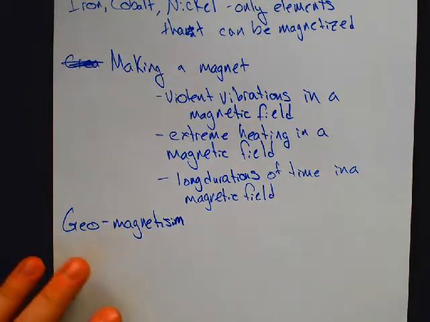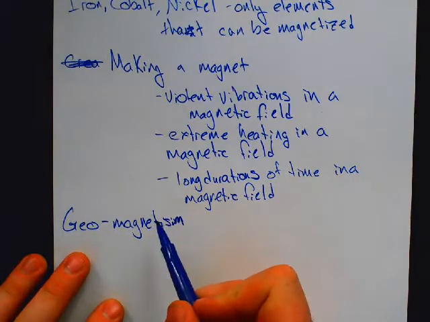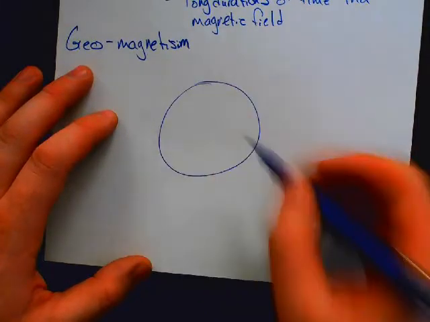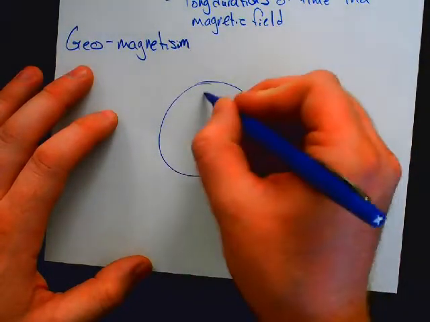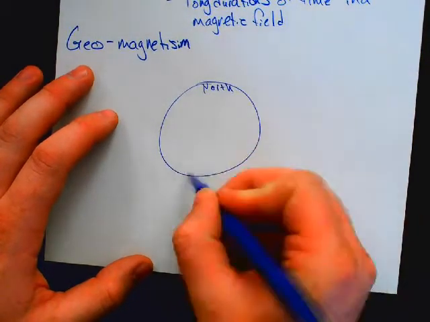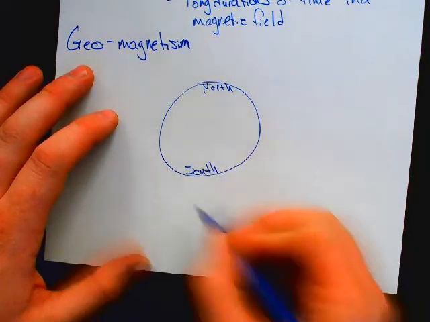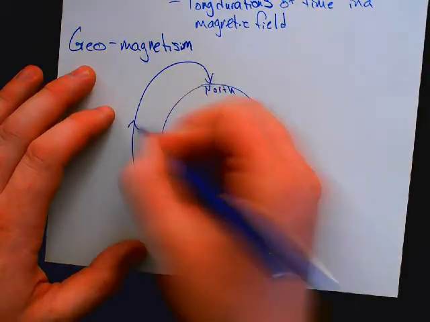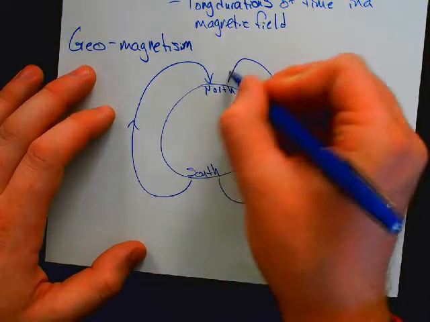All right. Questions on that? Good, then I'm coming back to geomagnetism. When we draw out the Earth, we've got the North up here, the South down here, and we've got magnetic field lines that flow from one spot to the next, out of the South and into the North.